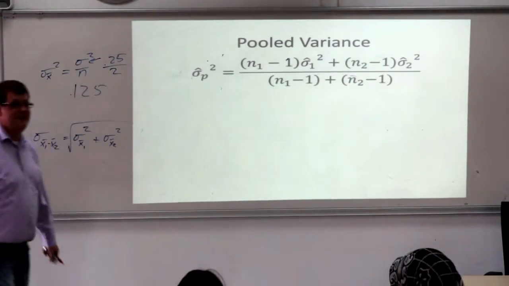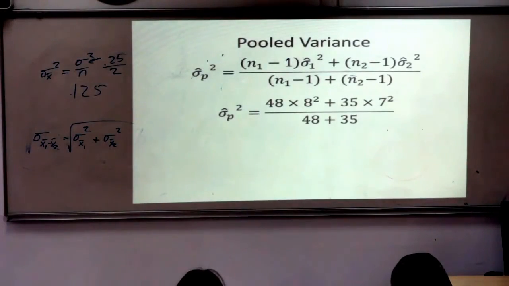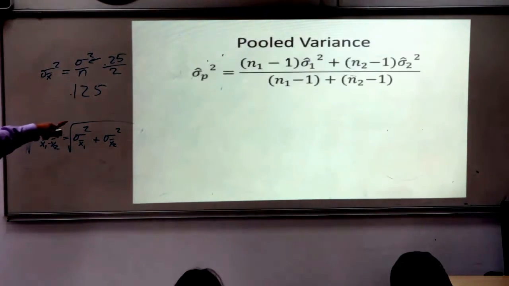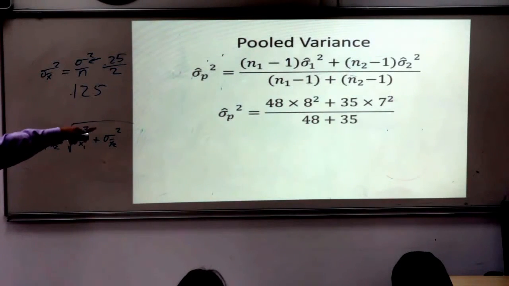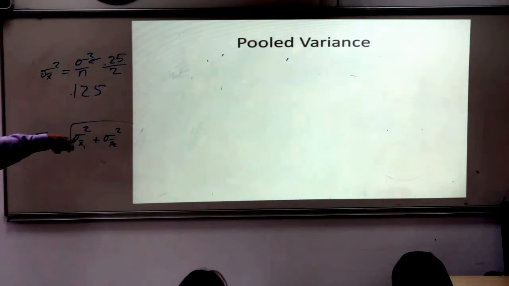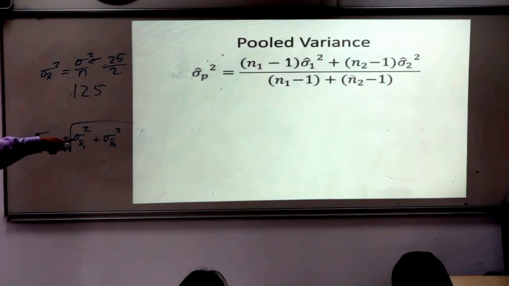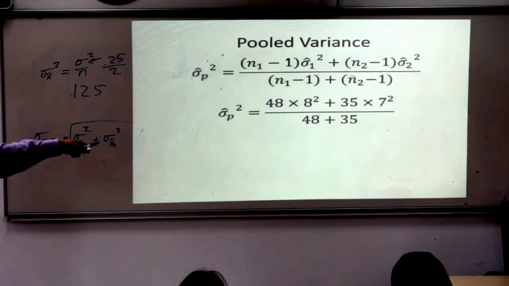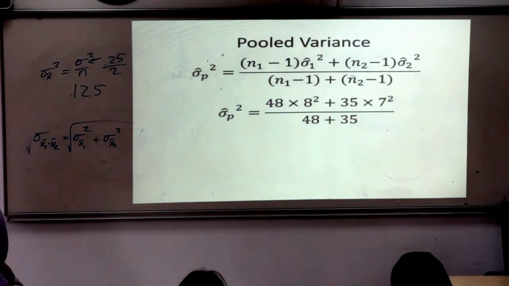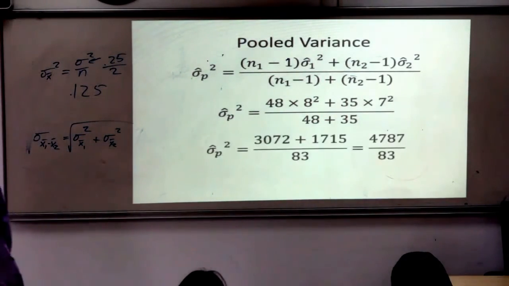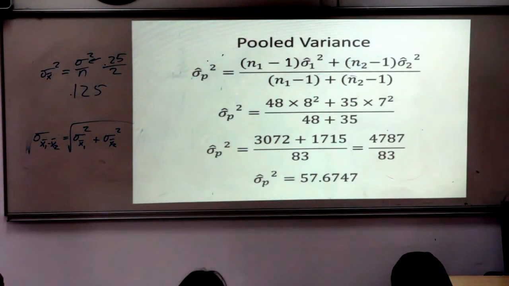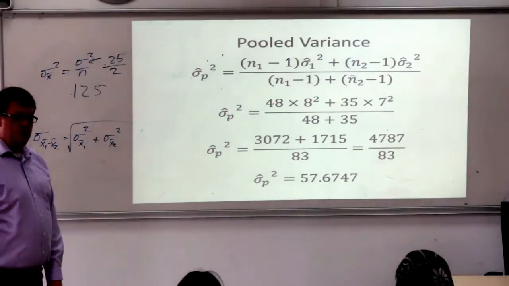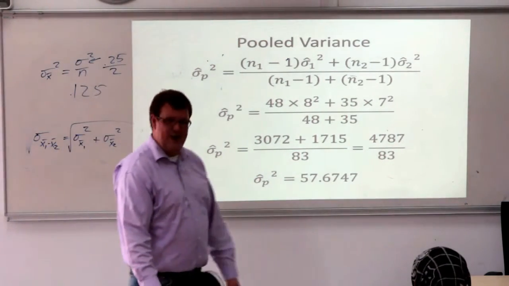That's right. So if we do this, we had 49 minus 1, which is 48, times 8 squared, plus 36 minus 1, which is 35, times 7 squared, all over 48 plus 35. Yep. So that is 57 and change. What do we do with this? That was going to be my question.